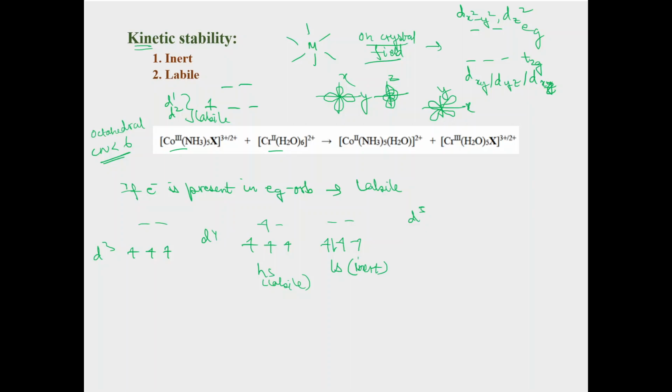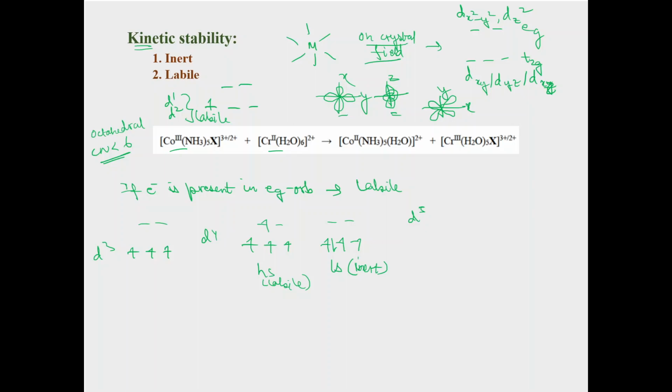In an octahedral crystal field, the ligand approaches the metal from the axis. So whenever there is an electron present in the Eg orbital, we can see that dx square minus y square is like this and dz square is like this. That is, the lobes are present on the axis. So whenever electrons are present in the Eg orbital, the complex is labile in nature.